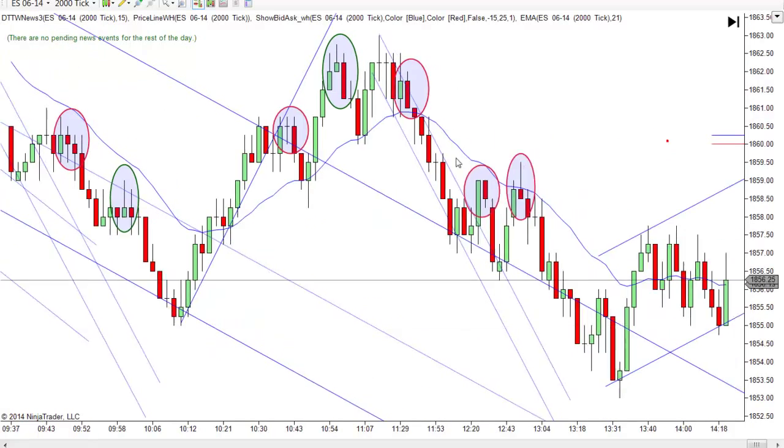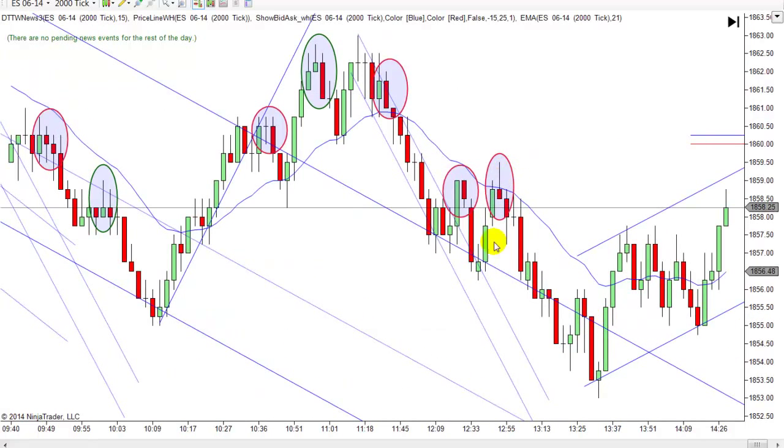This is the first break of the bigger channel. So you're still looking for a new low, so no reason to go long yet. There's your chance to get short again. There's actually a second entry right there.